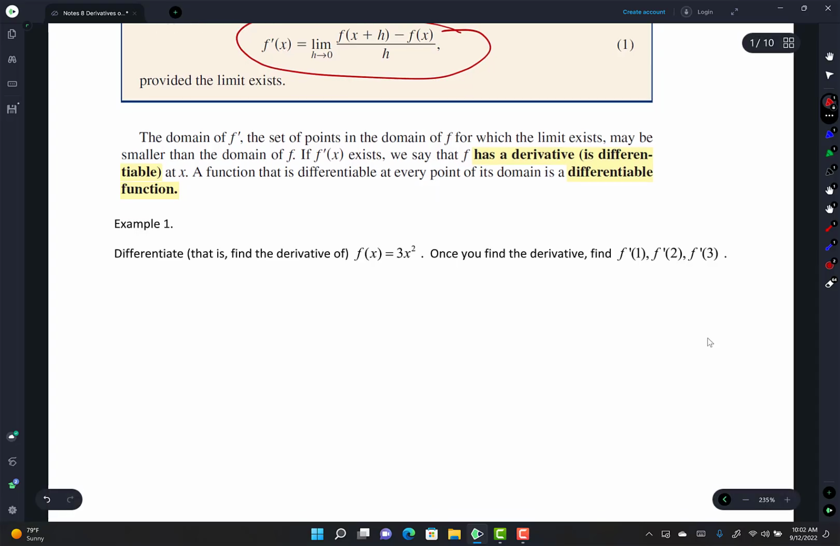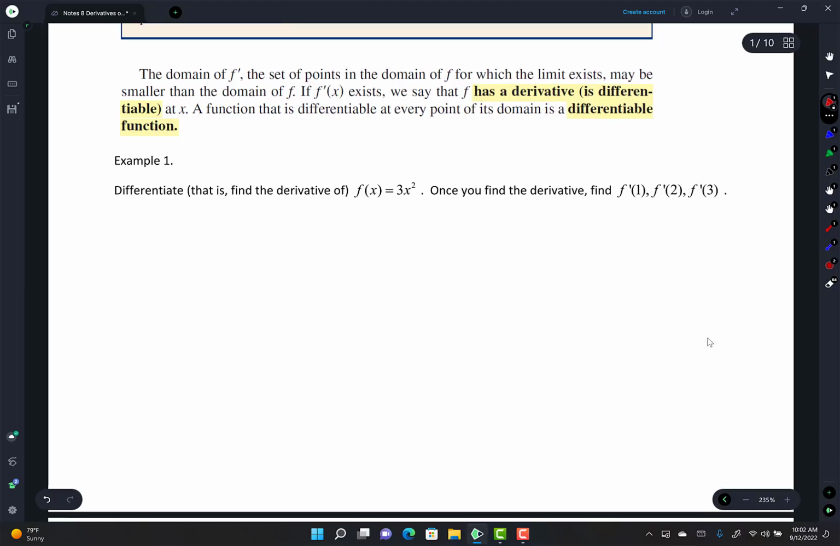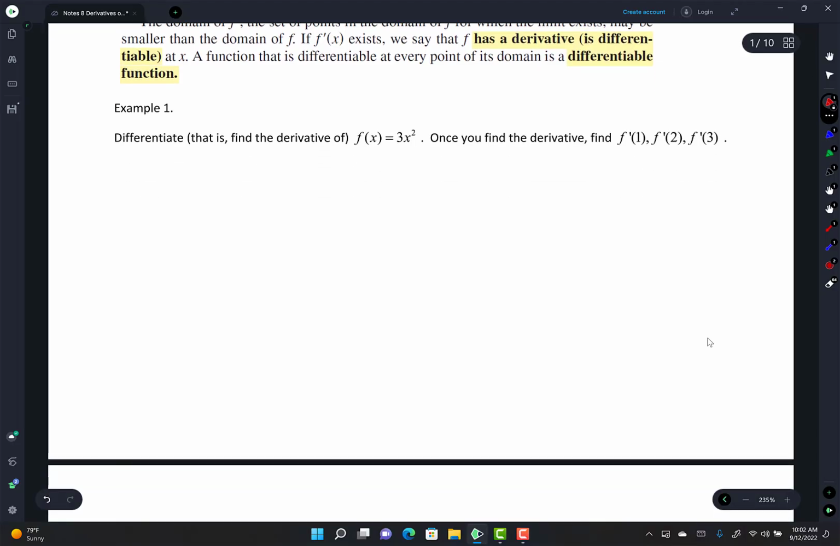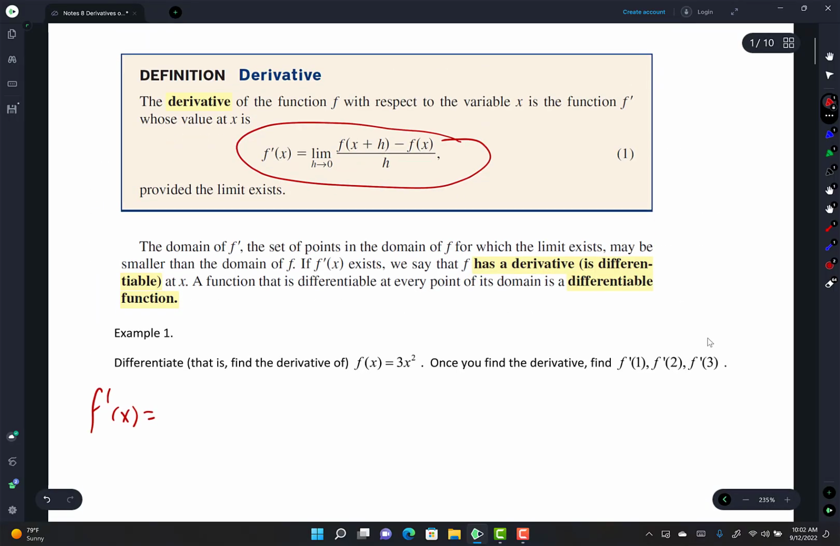All right. Example 1. Differentiate, that is, find the derivative of f of x equals 3x squared. Once you find the derivative, find f prime of 1, f prime of 2, f prime of 3. You guys ready? All right, here we go. Let's go slow. I want to find the derivative of 3x squared, so I am going to do f prime of x is equal to, and all I'm doing is this right here.